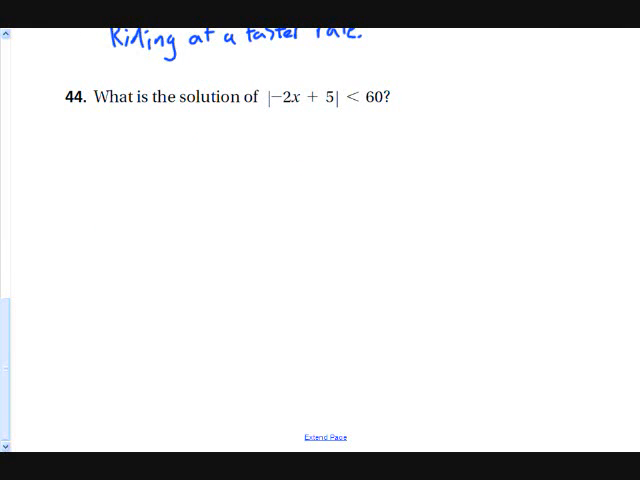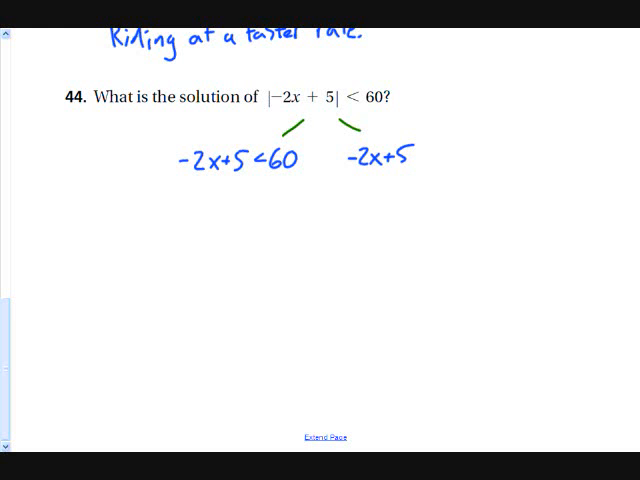If we look at the next one, it says, what is the solution of the absolute value of negative 2x plus 5 is less than 60? Remember, whenever we have absolute value equations or inequalities, we end up splitting these into two separate pieces. With an inequality, it just gives us a compound inequality, either and or. And what we do is we write this exactly the way it was written without the absolute value sign. So no absolute value, such as negative 2x plus 5 is less than 60. But then we also do negative 2x plus 5. Forgot my x here.